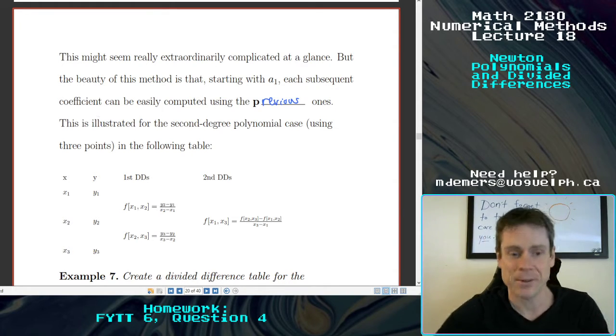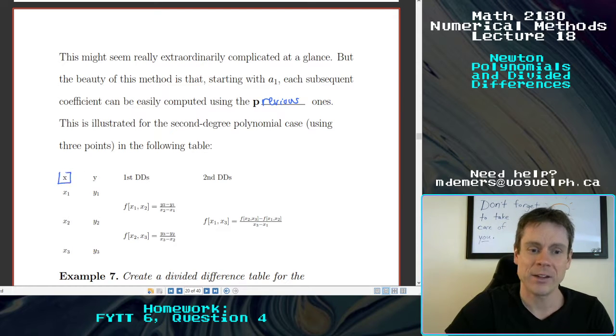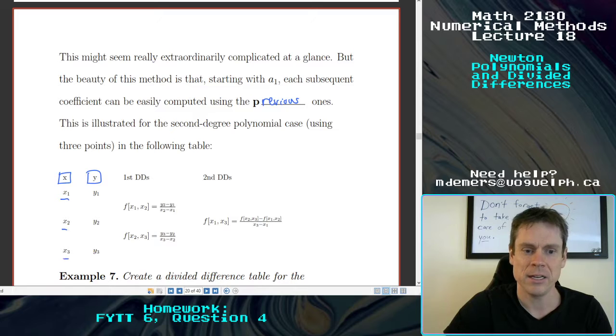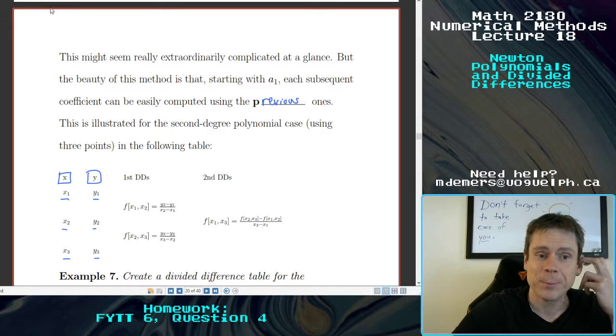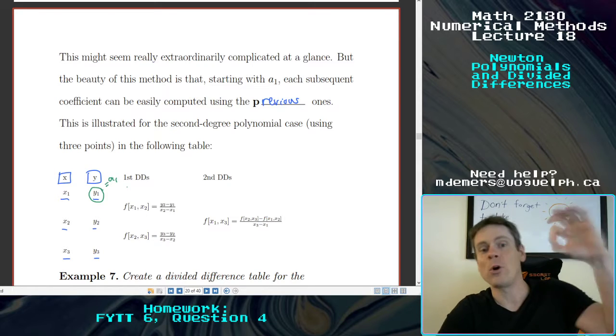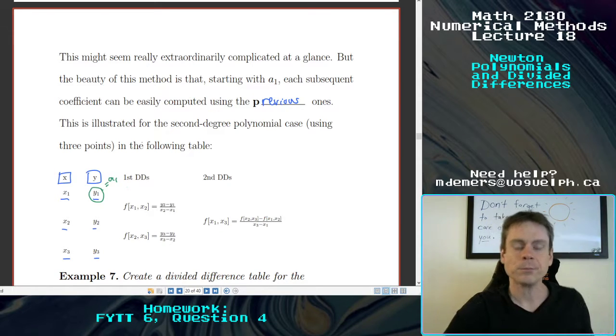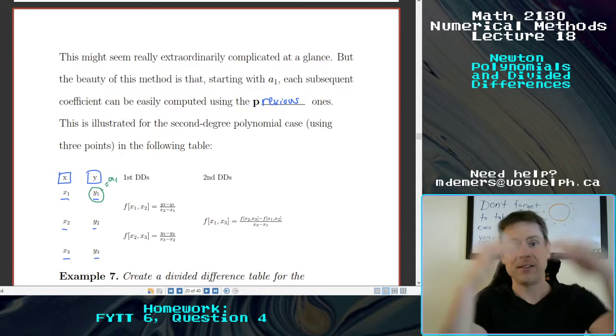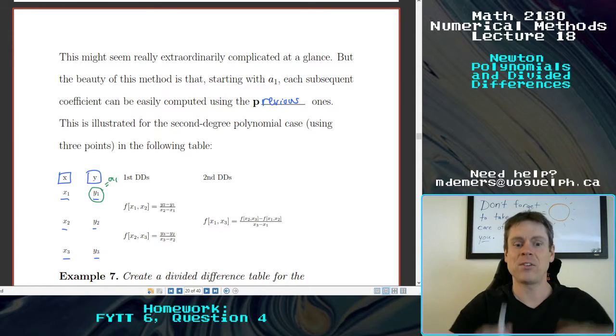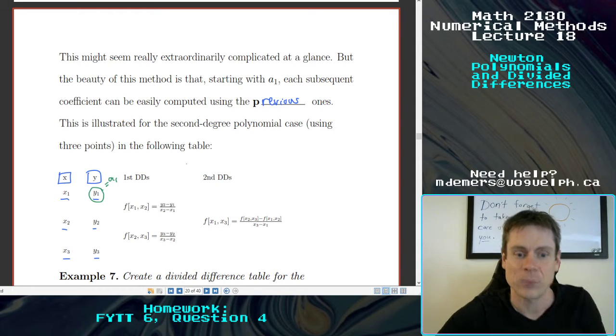So here's how we set up a table like this. Here are the x values. Here are the y values. So I just write them here, here, and here. X values here, here, here, y values. As we talked about before, this first y value is going to be your very first a value, the first coefficient in that polynomial. And then you can construct your divided differences by taking differences in y over differences in x. That's the first divided difference, and that's what this is.